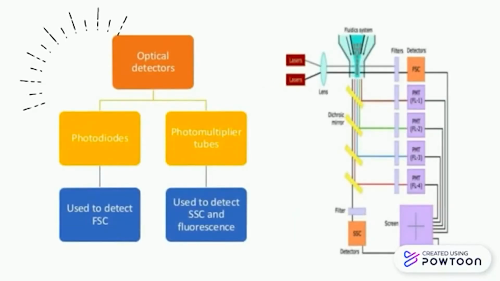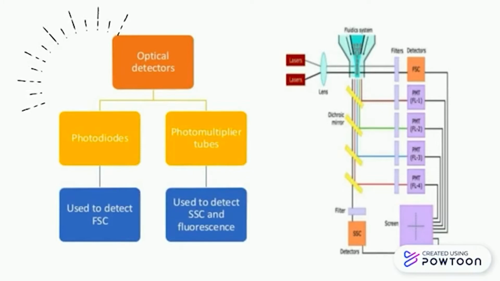Now we are going to view the system of optics. In optics, the whole system is made up mostly of optical detectors, which consist of photodiodes and photomultiplier tubes. The dichroic mirror's main function is to filter light and reflect it to the respective detectors, and then the detectors are used to detect forward scatter as well as side scatter. Photodiodes collect and detect the forward scatter, and the photomultiplier collects and detects the side scatter. Then all the data will be transformed and carried to the electronics.